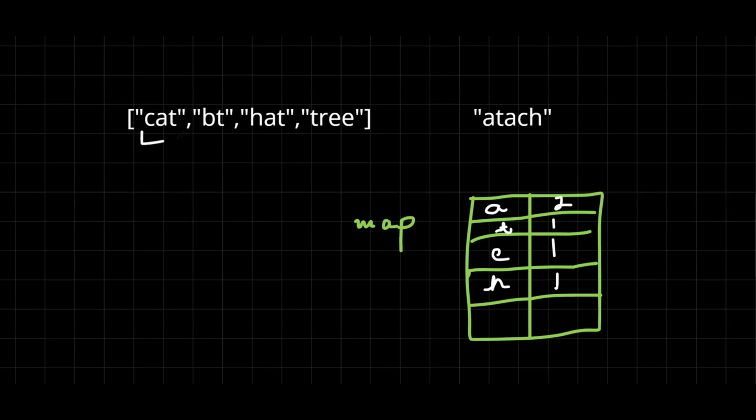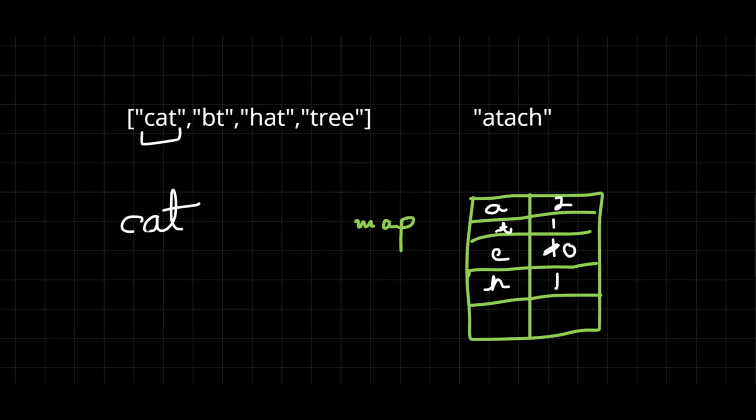Suppose currently we are at this string, which is cat. Now for each of the characters in this string cat, we will decrease the frequency in the corresponding map. The frequency of C in the string cat is 1. So we will decrease the frequency of C by 1. So here in the map, the frequency is 1 till now, so it will become 0.